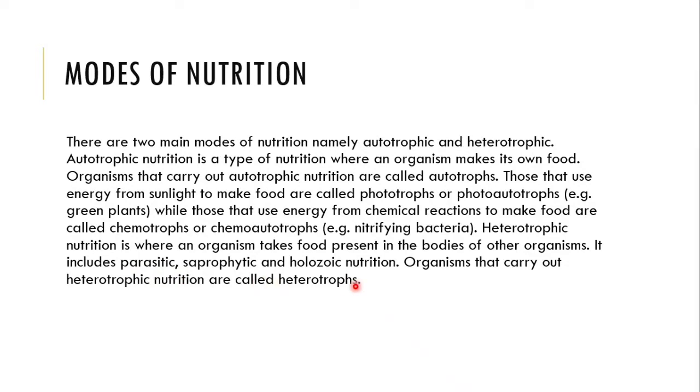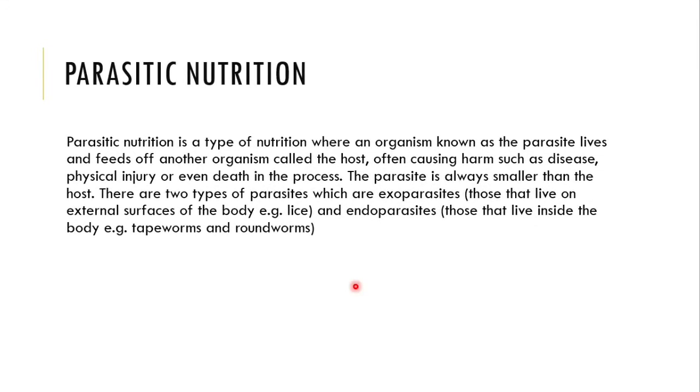Under autotrophs, we've got phototrophic nutrition and chemotrophic nutrition. Phototrophic nutrition is nutrition where an organism makes its own food using what? Light energy. And chemotrophic nutrition is nutrition where an organism makes its own food using chemical energy. Hope we are clear. Now let's look at each one of them. We're still learning. This is now parasitic nutrition, which is a type of heterotrophic nutrition.